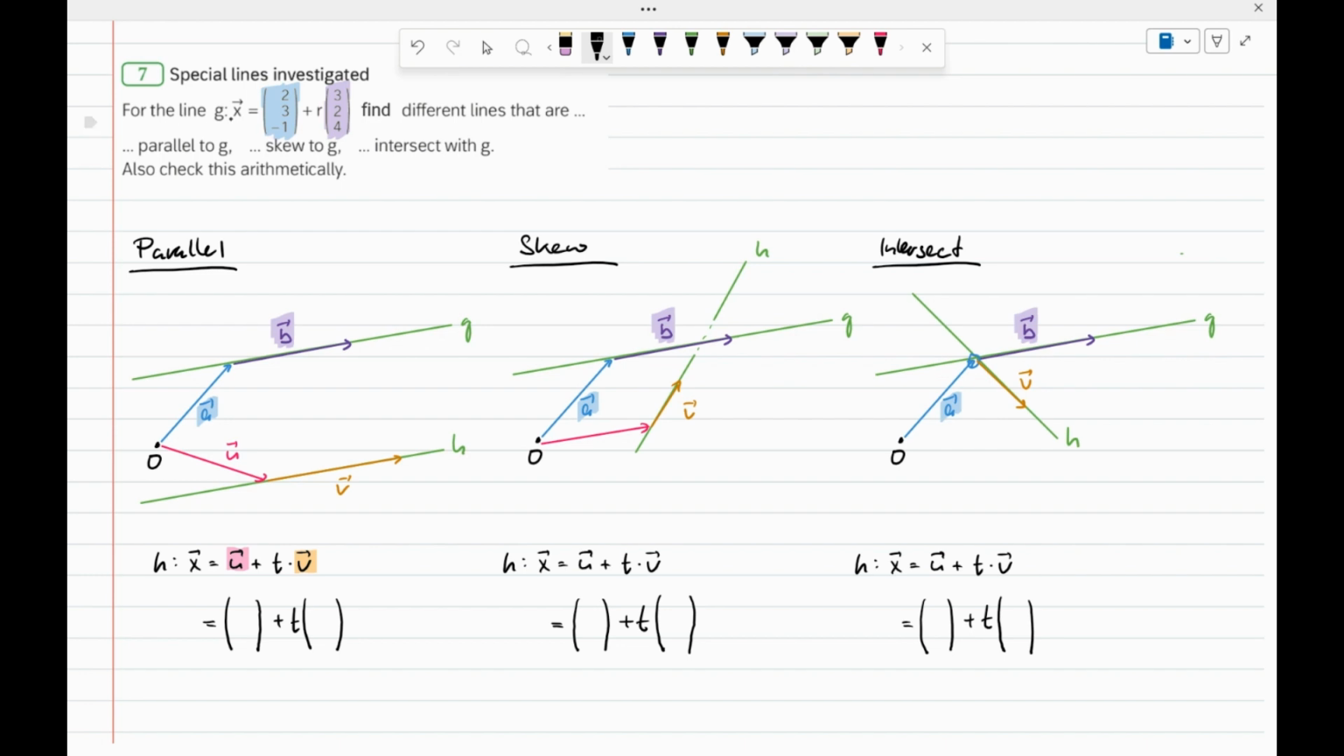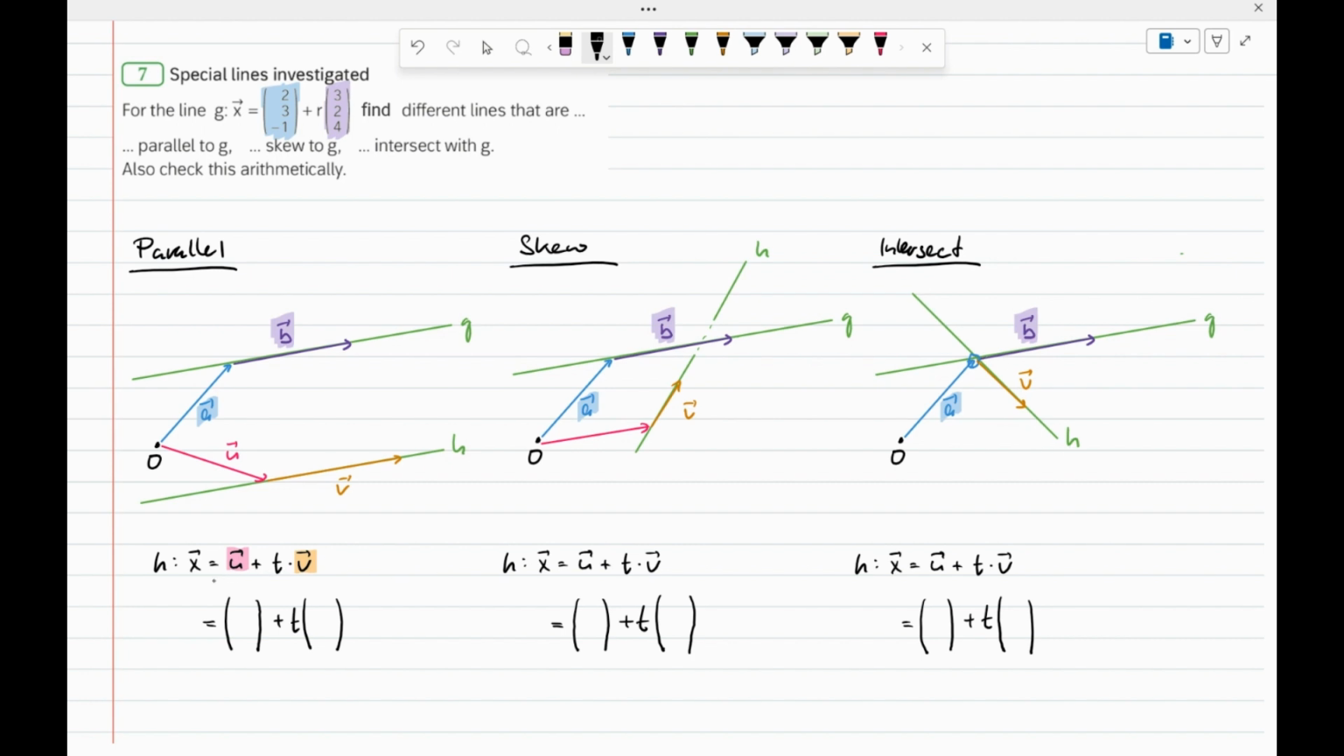In this exercise, we are given a line G and we need to find different lines that are parallel to G, skew to G, or intersect with G. So these are the three cases with a little sketch. And our line, we are always looking for this line H. So here for a parallel H, here for a skew H, and here for an intersecting H.